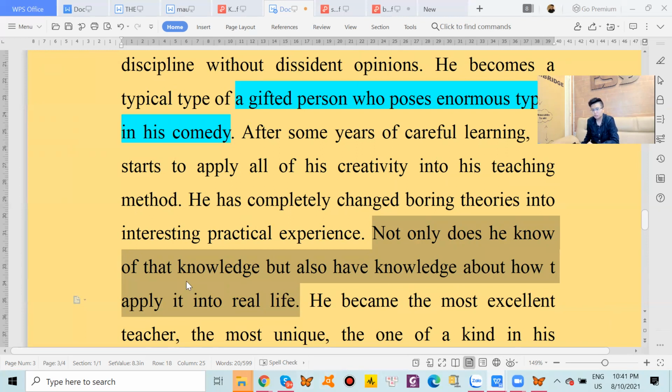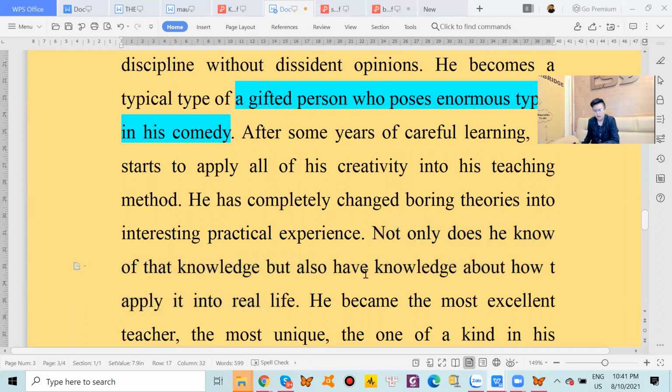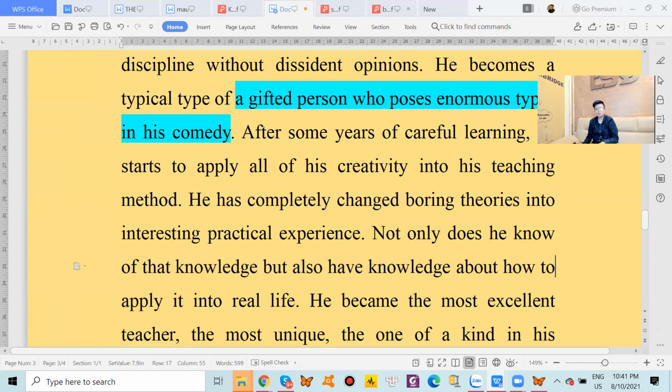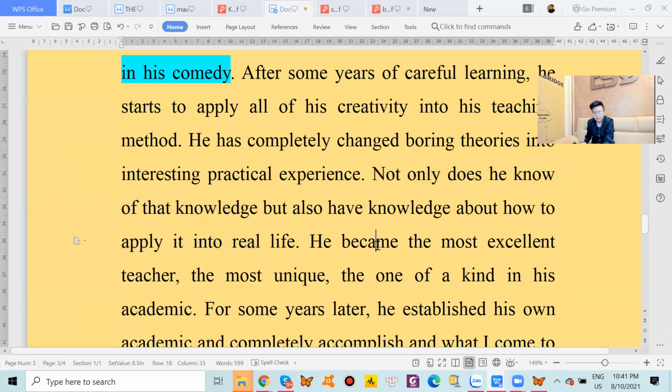You remember the structure we've studied together. Thank you so much. Not only does he know of that knowledge, but he also has knowledge about how to apply it into real life, or how to make real life applications. He becomes, okay.